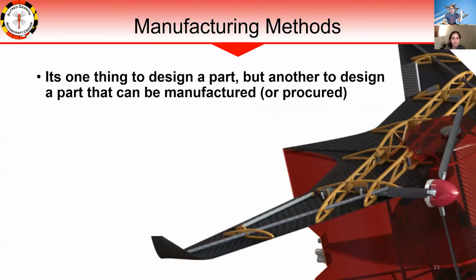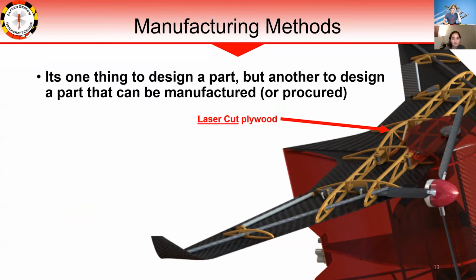So what I'm really trying to hammer in here is, it's one thing to design a part, but another to design a part that can be manufactured. It should always be in the back of your mind. So just stepping through this assembly here on this vehicle that I've worked on, I just thought it was a good example of a complex assembly in CAD. But every single part on here, we had to think about manufacturing methods from the start.